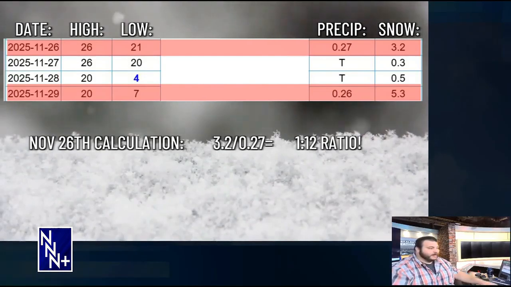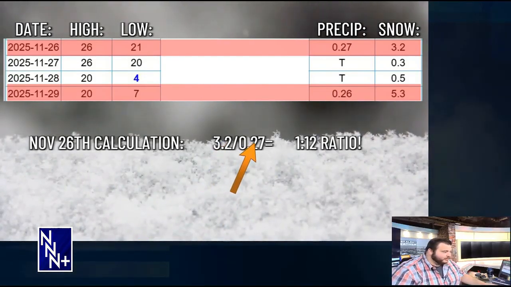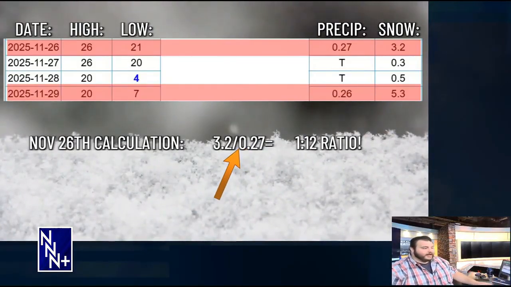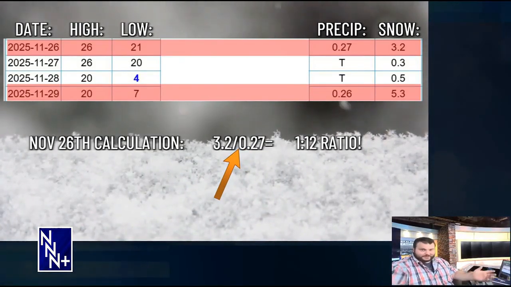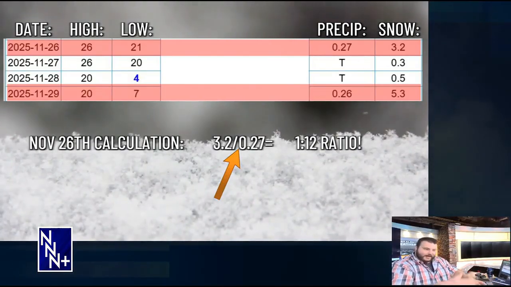And to calculate the ratio, you literally just divide the amount of snow you got by the amount of liquid precipitation that you got. And if you want to do this at home, you sure can. You got your snow measurement, of course. You just take a ruler or whatever, measure your snow. You melt that down, and then you measure the liquid, and then you just divide the two.